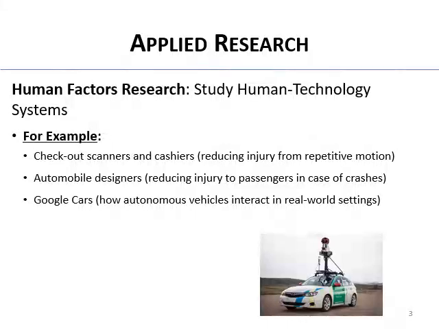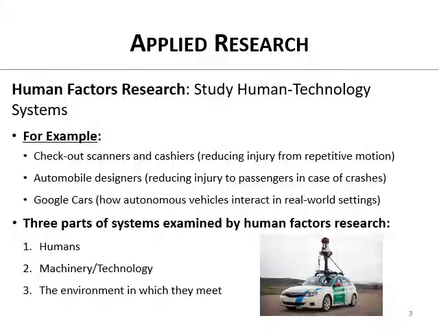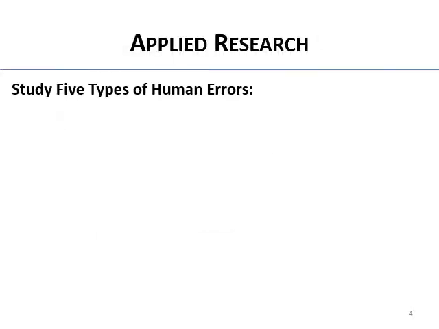Google Cars is another human factors research example. They look at how people interact with autonomous vehicles, and autonomous vehicles interact with people in the real world. Not always great. They examine specifically three different parts of the system. They examine humans and machinery or tech, and they also look at the environment in which those things meet. So they study 5 types of human errors.